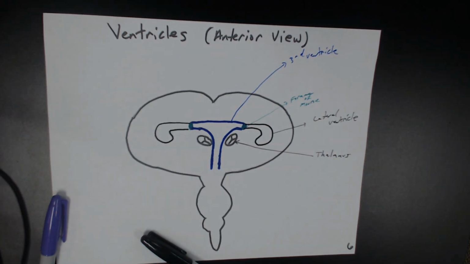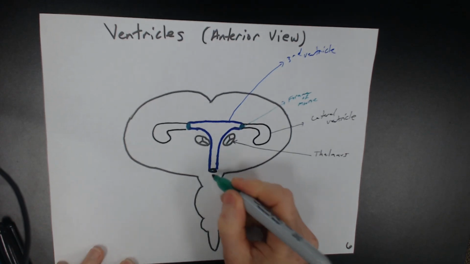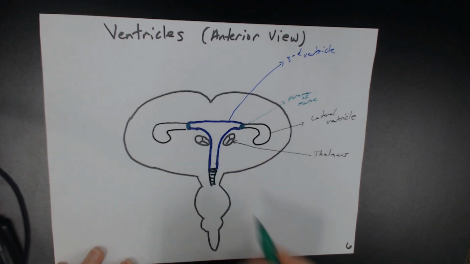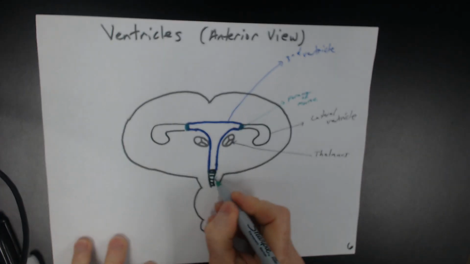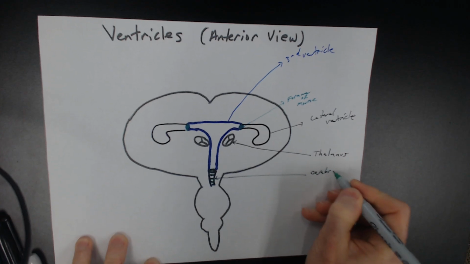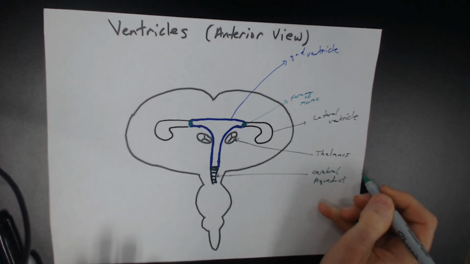Okay, coming off the third ventricle, I think I used green. Coming off the third ventricle, going through the midbrain I talked about, there's a nice little channel. Okay, that channel, does anybody remember the name of that one? Great, that's your cerebral aqueduct. And that's a landmark I will use. Cerebral aqueduct.